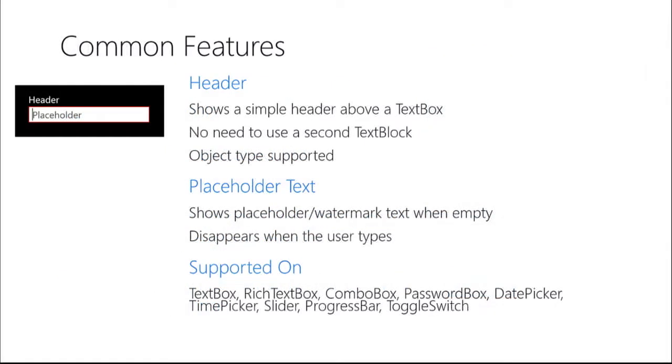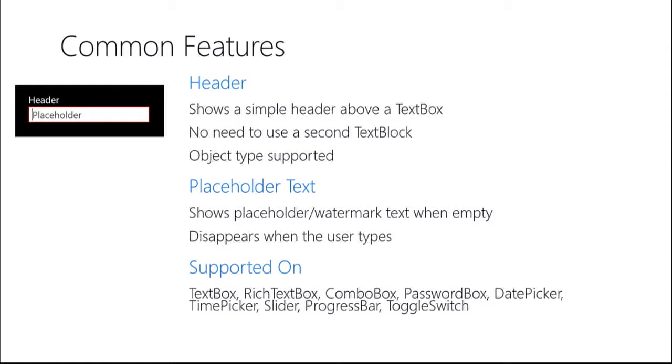Some other simpler features we've added in the controls: on pretty much every kind of input type control, like text input, combo boxes, progress bars, toggle switches, radio buttons, etc., we have added a header capability. So if you're building a forms-based environment, you can simply show us a simple header. It is a content control, so you can put more than just text there. But if all you needed to put was text, you can certainly do that. So no need to use a second text block. We actually already have that built into the control.